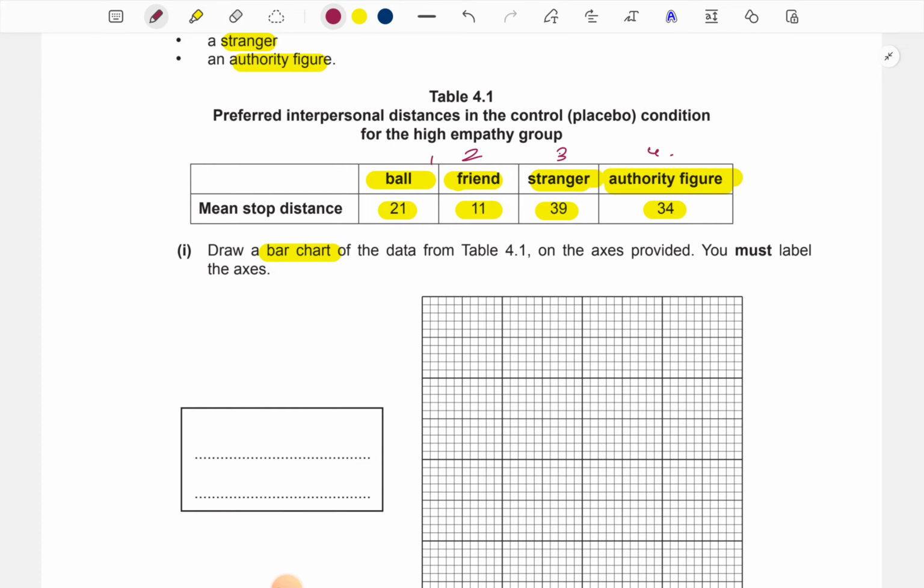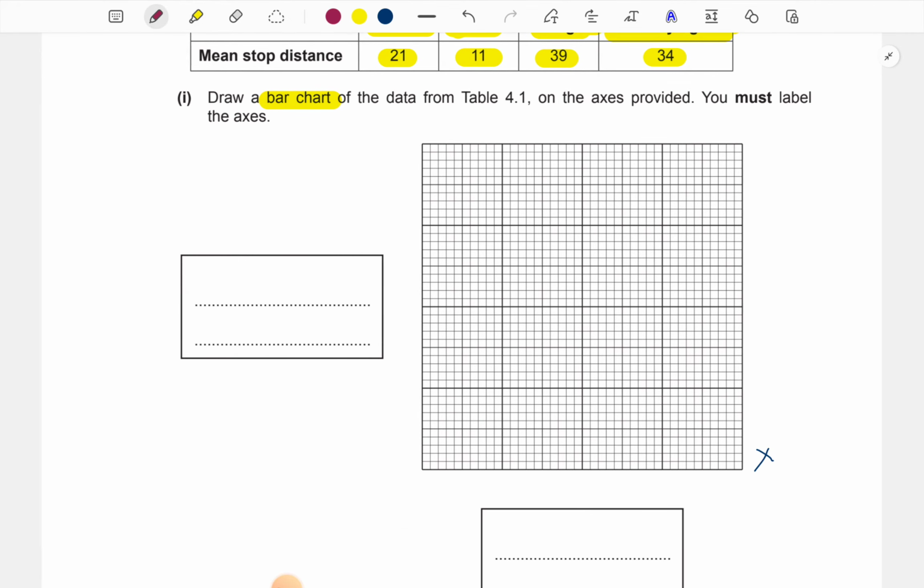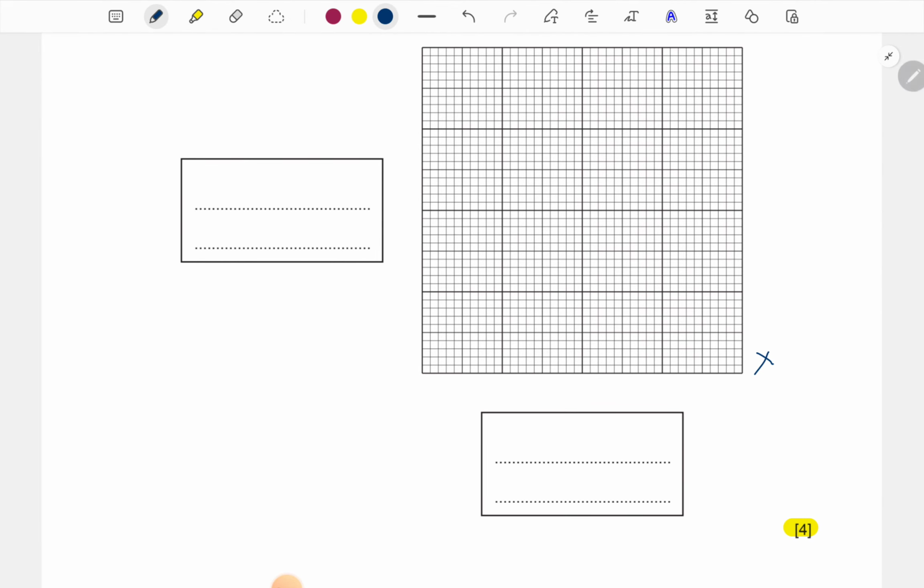In the same way, what name should you give the x-axis? Preferred interpersonal distances in the control condition for high empathy group. This is the table name. So you can take it as is, either as conditions, because that's what's given, or conditions for the high empathy group, or control conditions for high empathy group, anything like that. You can mention the word protagonist or figure, but I would suggest just taking it from the question. So what we can write here for the x-axis is conditions for high empathy group.